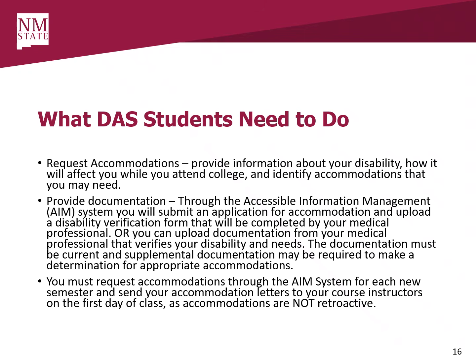What do DAS students need to do? Request accommodations. Provide us with information about your disability, how it will affect you while you attend college, and identify accommodations that you may need. Provide us with documentation. Through our AIMS system, you will submit an application for accommodations and upload a disability verification form that will be completed by your medical professional. Or you can upload documentation from your medical professional that verifies your disability and needs. The documentation must be current, and supplemental documentation may be required to make a determination for appropriate accommodations.